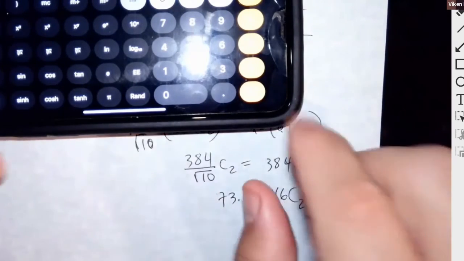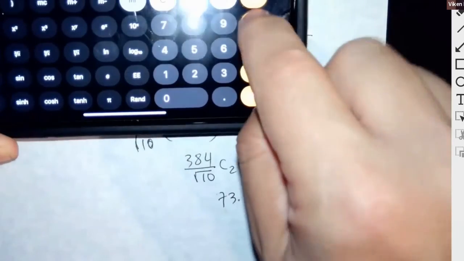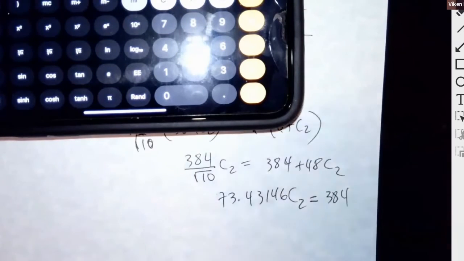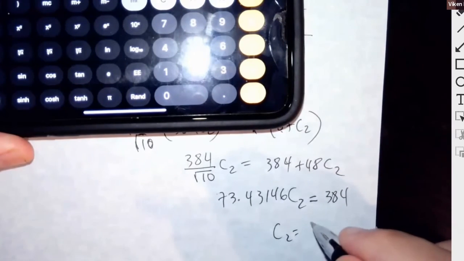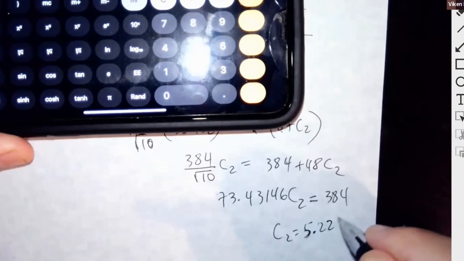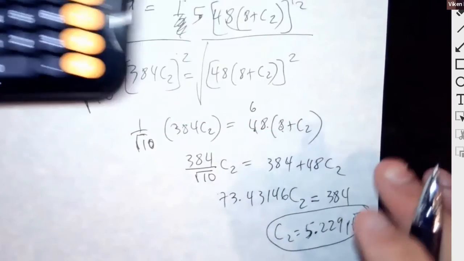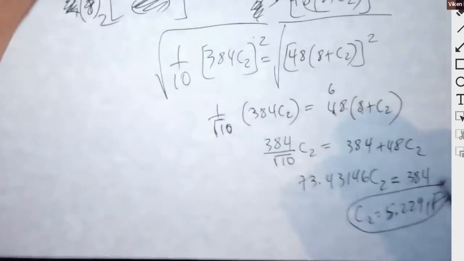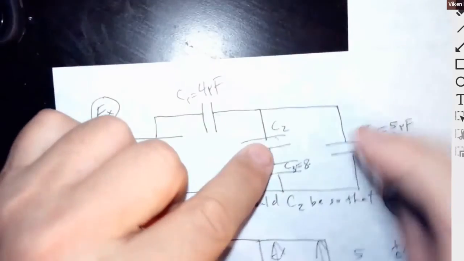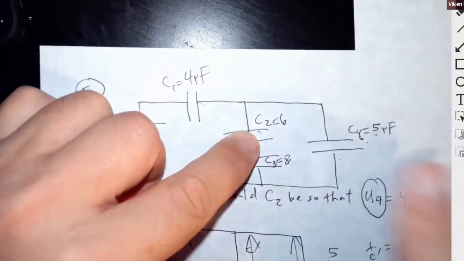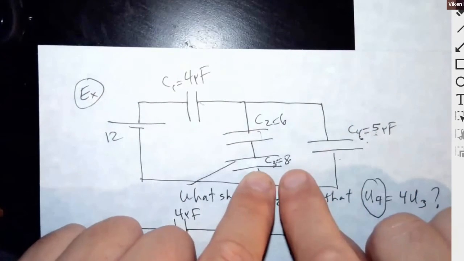So then you get here 384. Okay, then invert this function, multiply it by 384. Okay. That makes more sense. Yeah, that actually is pretty good. 5.229 microfarads. Yep, 5.229.